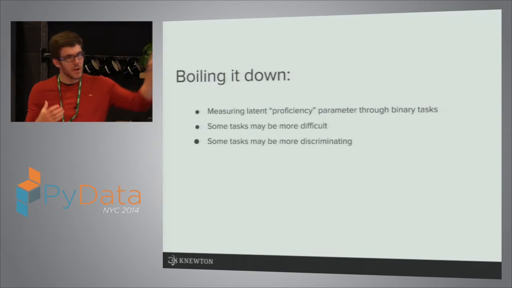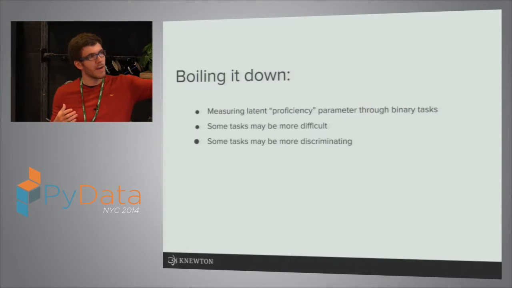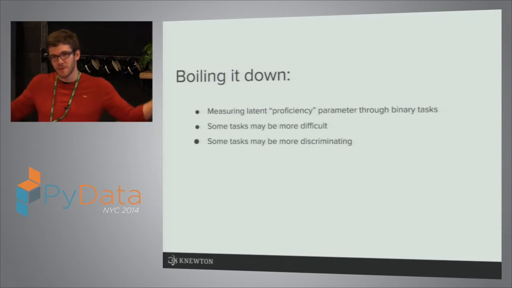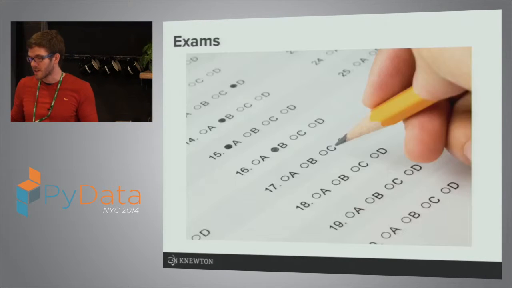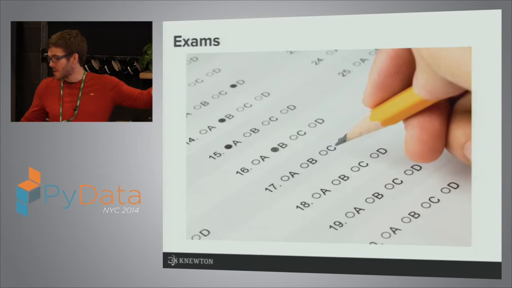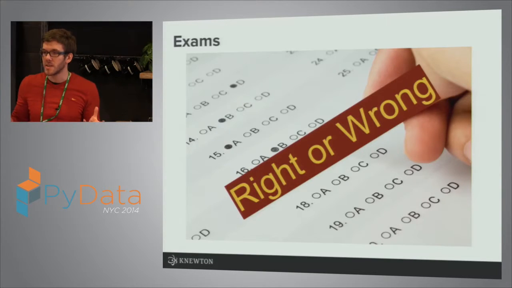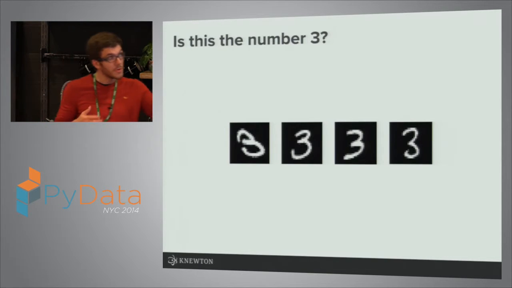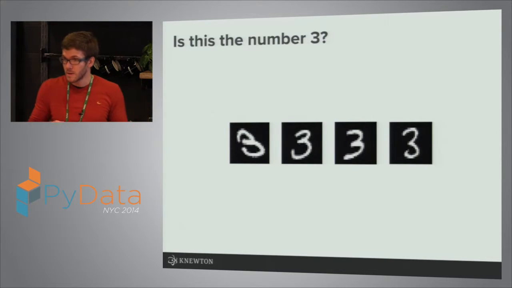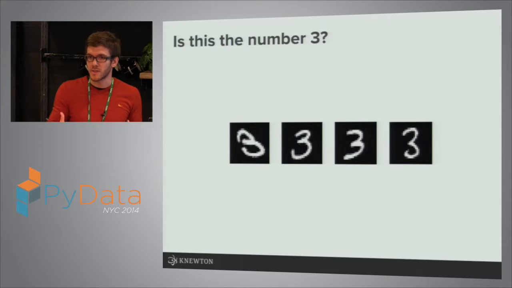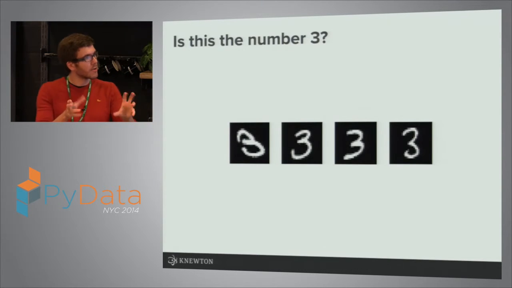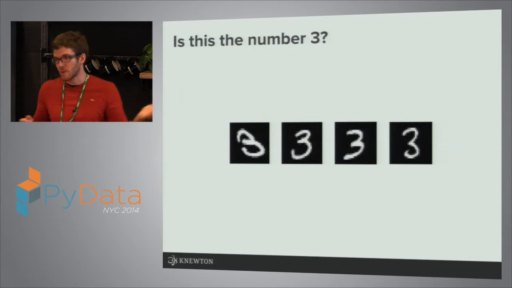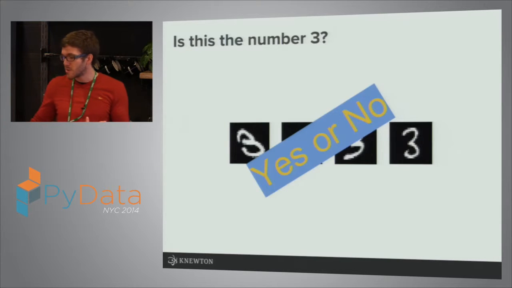This notion of measuring a latent parameter through binary tasks is not at all unique to education. Just to give you a sense of where these model classes come from, we've been talking so far about standardized exams where your binary thing is right or wrong. But there's a lot of other things you can do. If you ask a computer, is this the number 3? That's also one of these classes where there's a right or wrong answer. This is either a number 3 or it's not, and you can ask the computer yes or no.